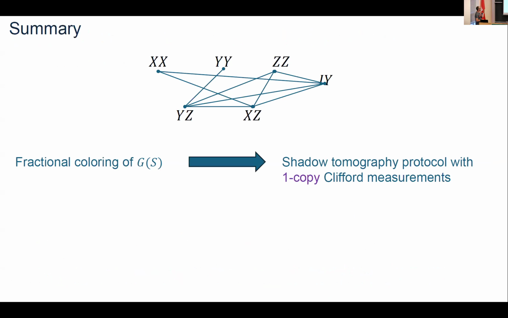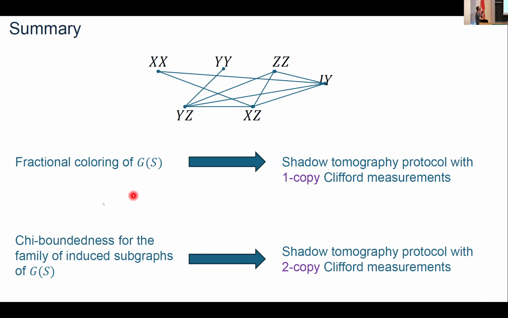And so this is the bottom line of my talk, and I'm ending here. We saw that a fractional coloring is associated with shadow tomography protocols with 1 copy Clifford measurements. But this other notion of chi-boundedness for the family of induced subgraphs of this commutation graph is associated with shadow tomography protocols with 2 copy Clifford measurements. And we use such protocols to get new protocols for K-body fermionic observables and the set of all Pauli observables. Okay, thanks.